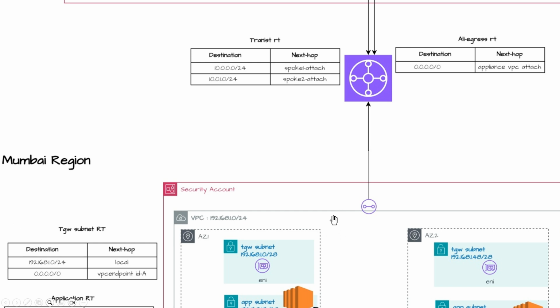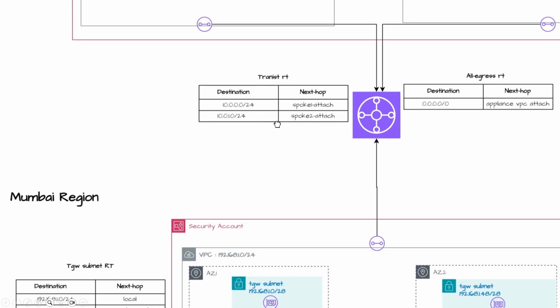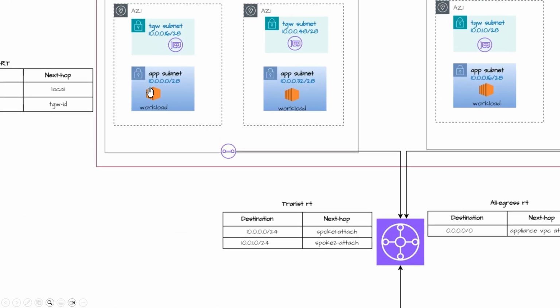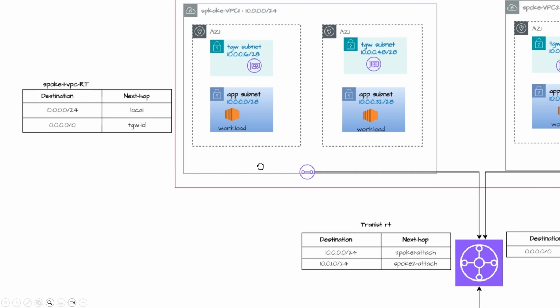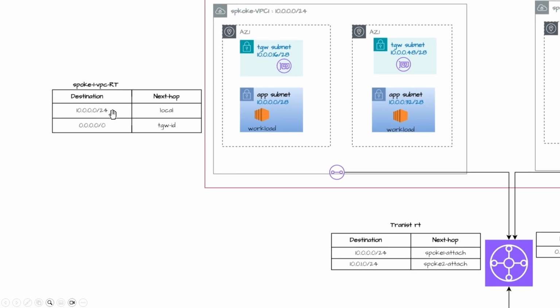Since the appliance VPC is associated with the transit route table, the transit gateway uses the spoke 1 VPC network address route in the transit route table and sends the traffic to the spoke 1 VPC. And finally, once the traffic is at the spoke 1 VPC, the destination of the packet is within the VPC CIDR range, where the local routes apply, because this route will work, right?